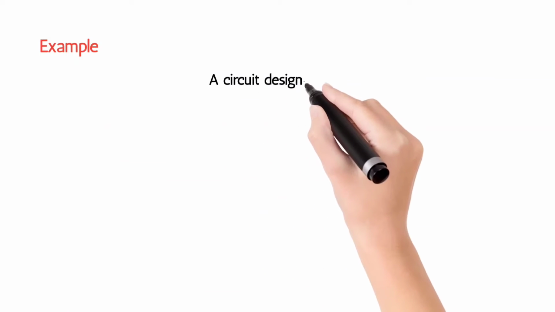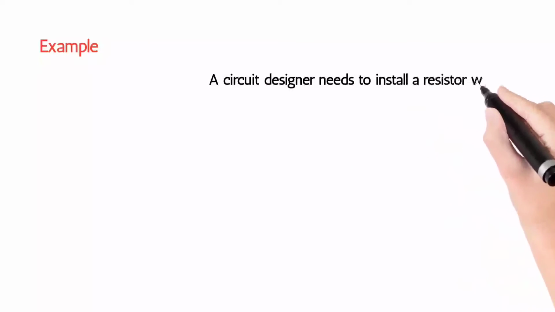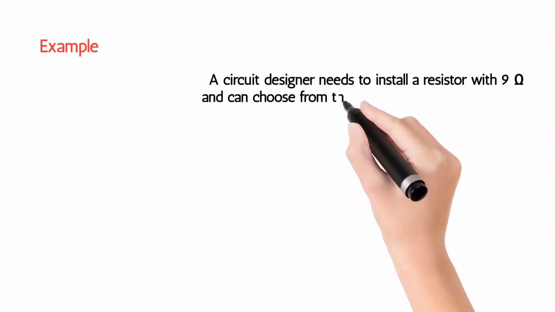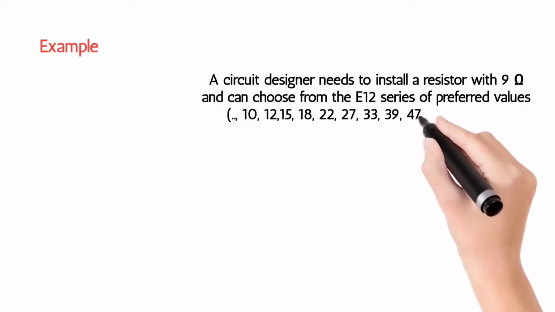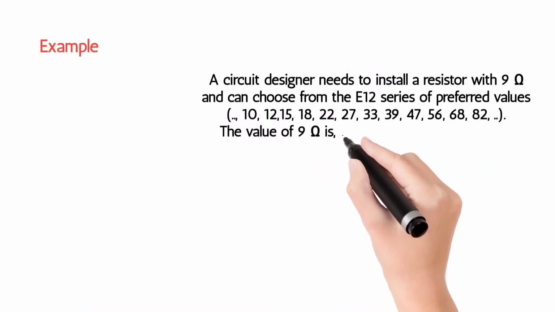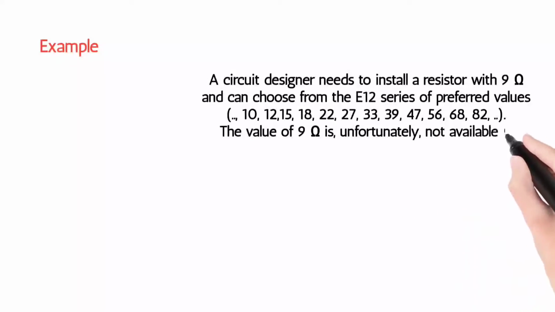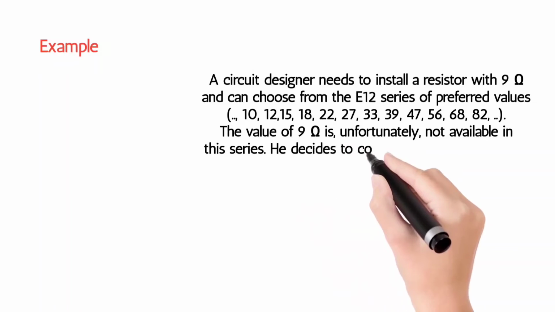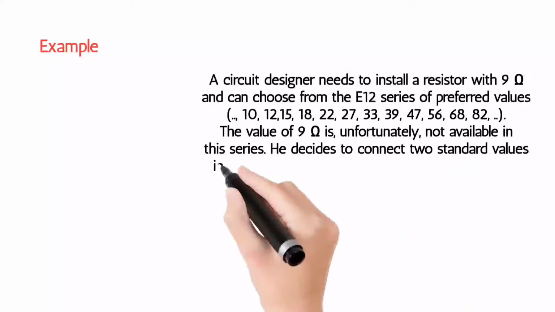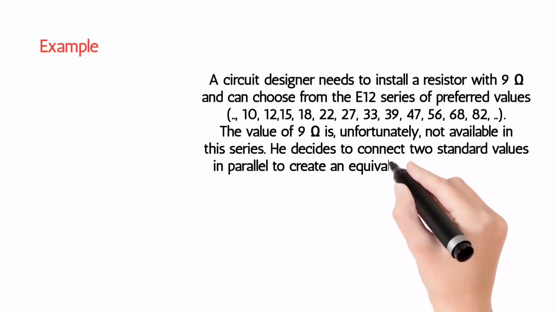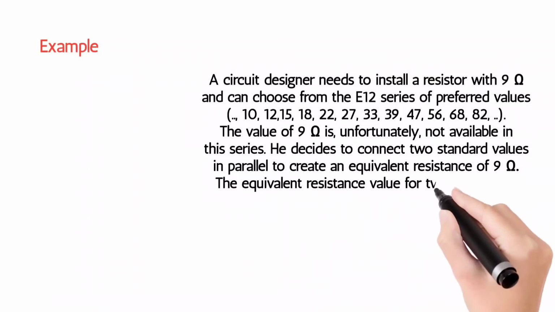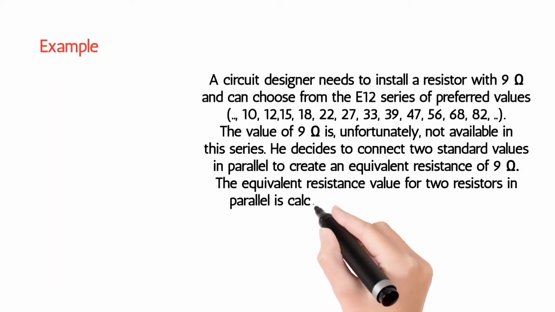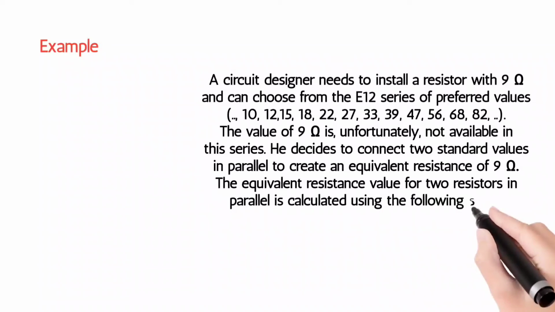For example, a circuit designer needs to install a resistor with 9 ohms and can choose from the E12 series of preferred values: 10, 12, 15, 18, 22, 27, 33, 39, 47, 56, 68, 82. The value of 9 ohms is, unfortunately, not available in this series. He decides to connect two standard values in parallel to create an equivalent resistance of 9 ohms.